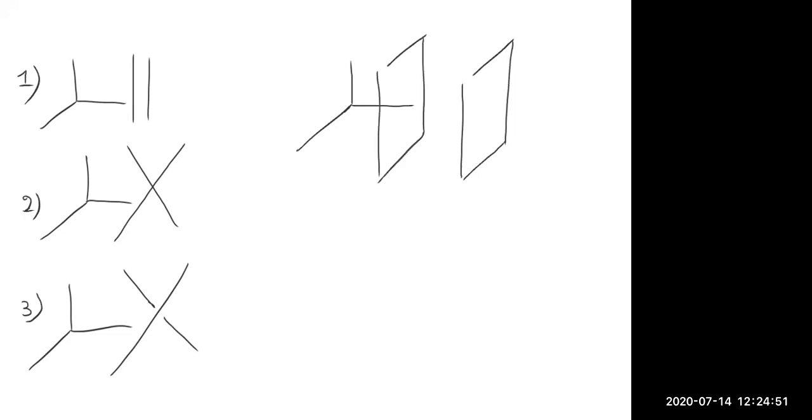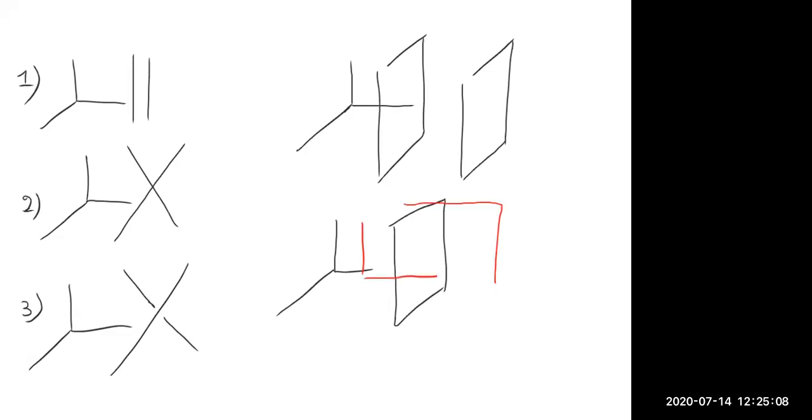Well, two planes can be parallel. This is one plane. This is another plane. They are parallel. They don't have any intersection. The other case is when they have intersection. So this is one plane. This is another plane. And they cut each other. They have intersection.